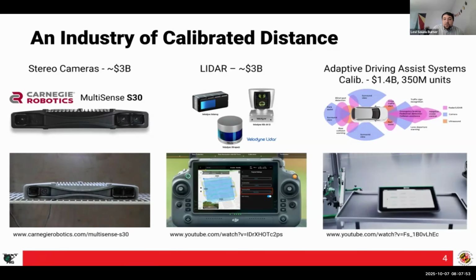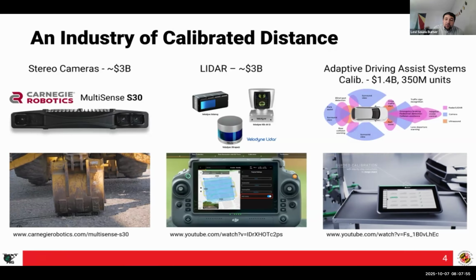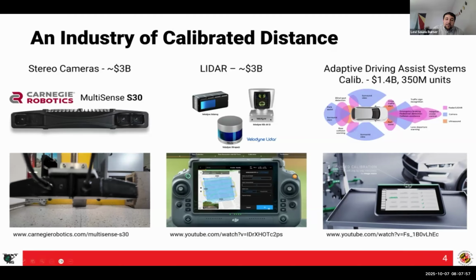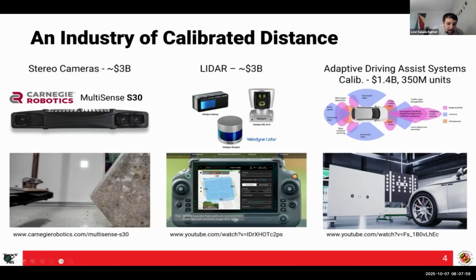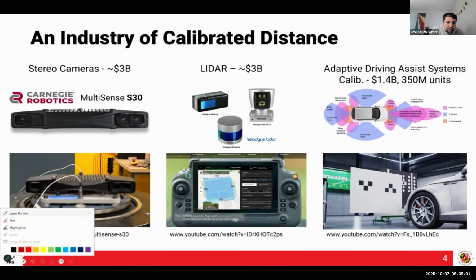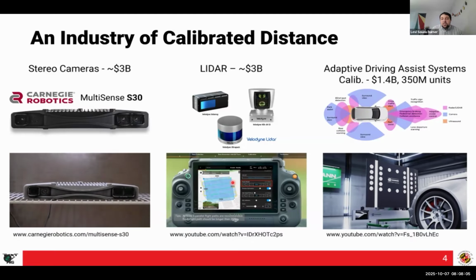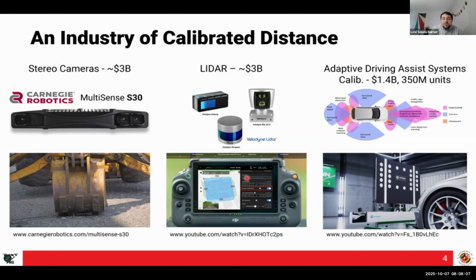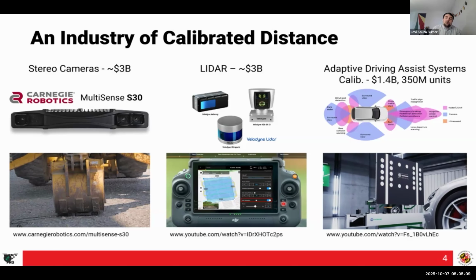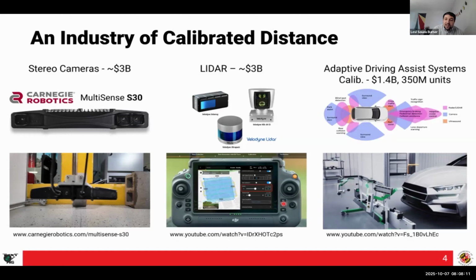Then there are LiDAR systems, which are appearing on commercial products like drones. And on the bottom, I have a video. Actually, can I get, I would like to have a laser pointer here. There we go. On the bottom, I have a video which shows how these systems have to be calibrated in the wild by a user, or the maps that they take won't make any sense.